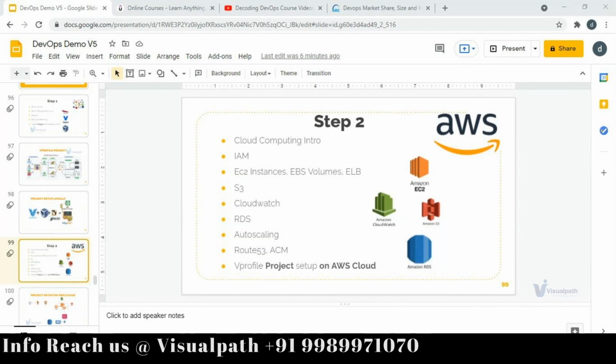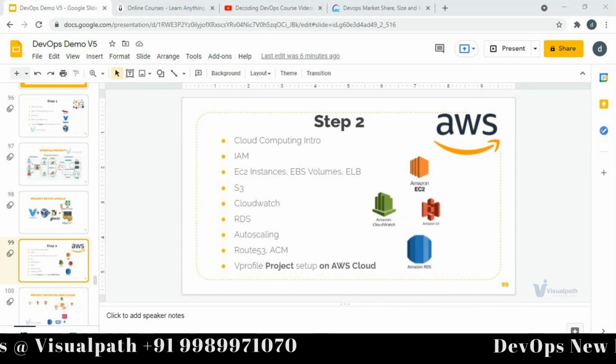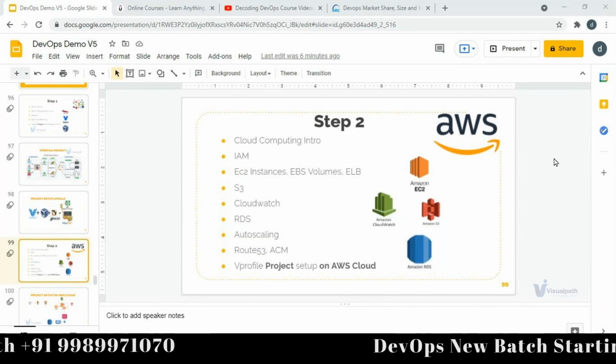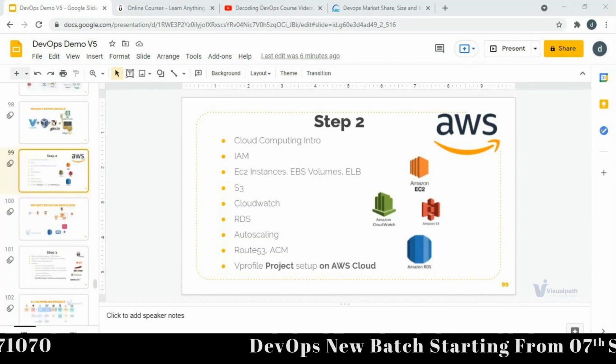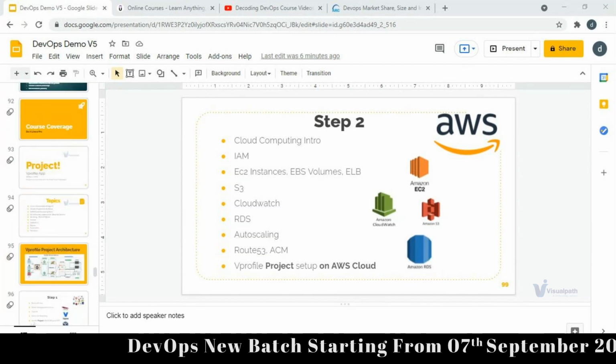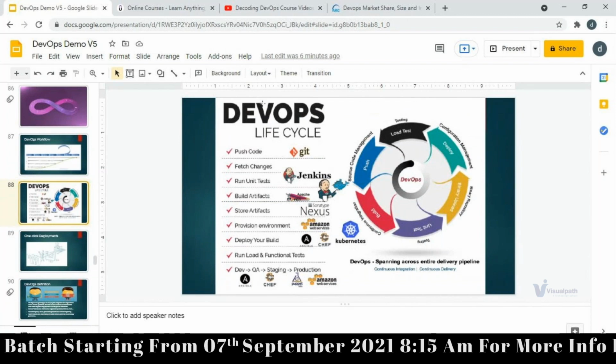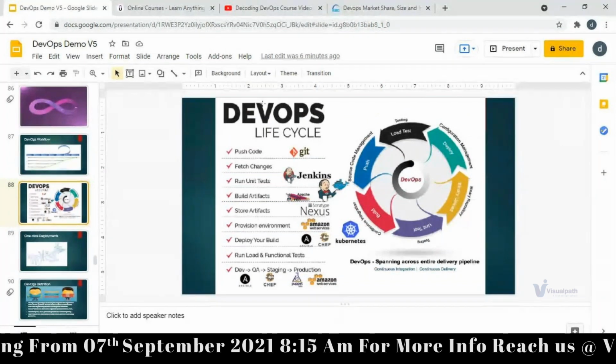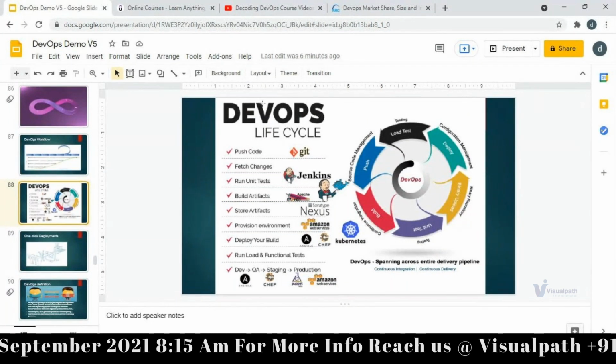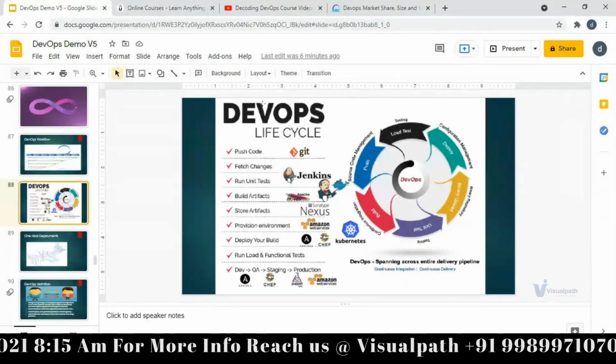Pramila's question is, what is the difference between AWS DevOps and Azure DevOps? So here's your answer. Basically, DevOps means the one that I explained to you guys, the DevOps lifecycle. Now, in the DevOps lifecycle, there are many tools and technologies that you can use: Git, Jenkins, Docker, and so on, and cloud computing.